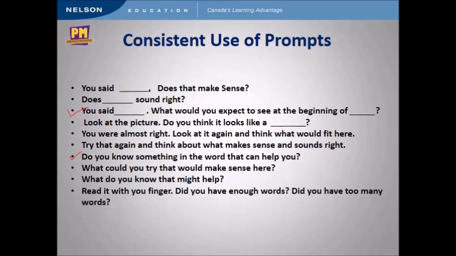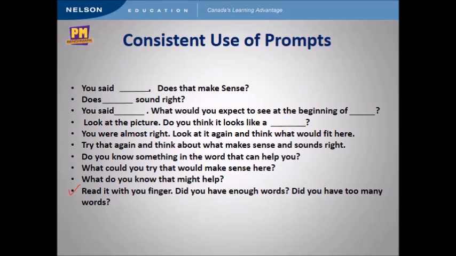If we have students who are not attending to the number of words in text, in other words, they're omitting or adding words, we might say to the student a prompt such as, read it with your finger. Did you have enough words? Did you have too many words? And so we want to consistently use these same prompts over and over again.